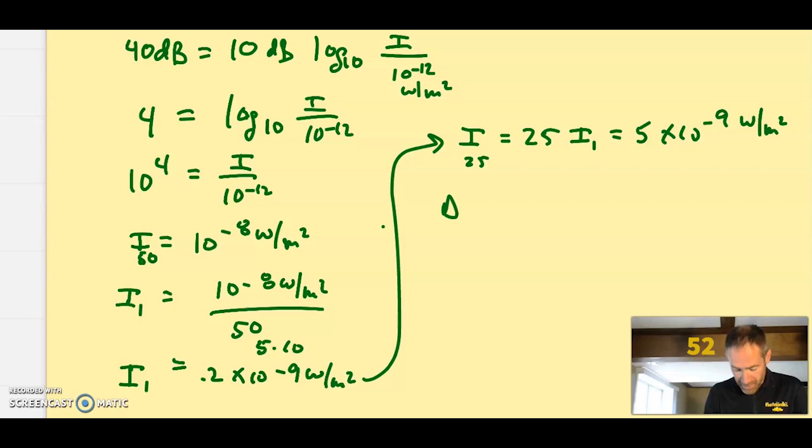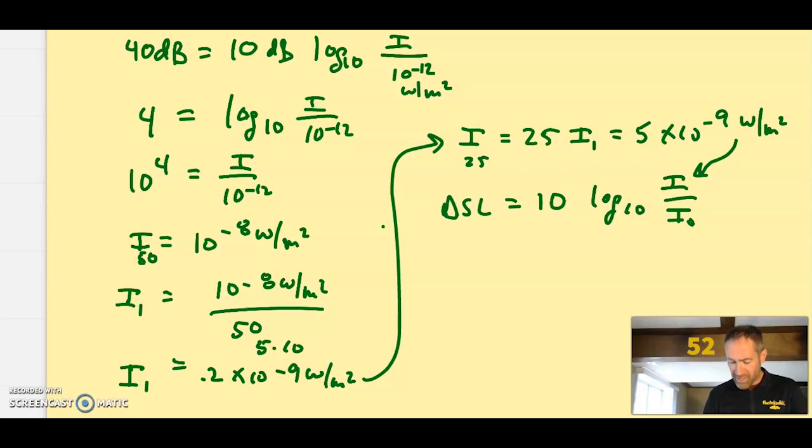Well, let's see. Change in sound level is 10 log base 10 of I over I naught. I'm going to take that 5 times 10 to the minus 9 watts per square meter, put it in the numerator. I'm going to put my threshold of hearing, 1 times 10 to the minus 12 watts per square meter. Run the calculation through, and you see that no, he doesn't. He actually got 37 decibels. Now, who saw that coming?